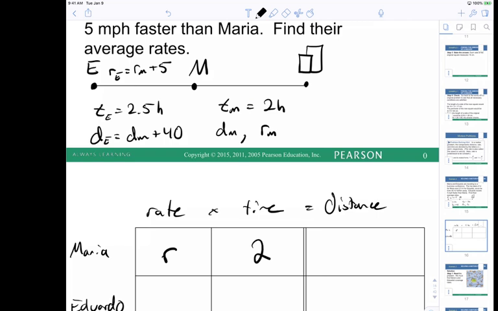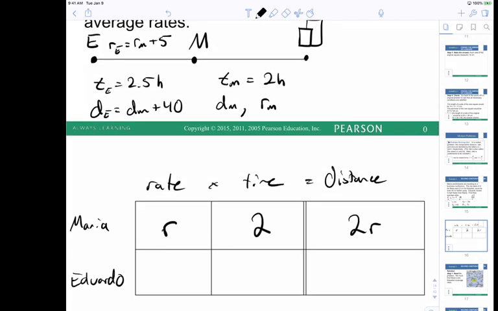So then her distance should be 2R, right? So I think that was fine. Is that okay? Now, can you tell me about Eduardo's rate? We said 5 more than Maria, so R plus 5. Is that okay? Eduardo's time. So his distance should be 2.5 times R plus 5, right?